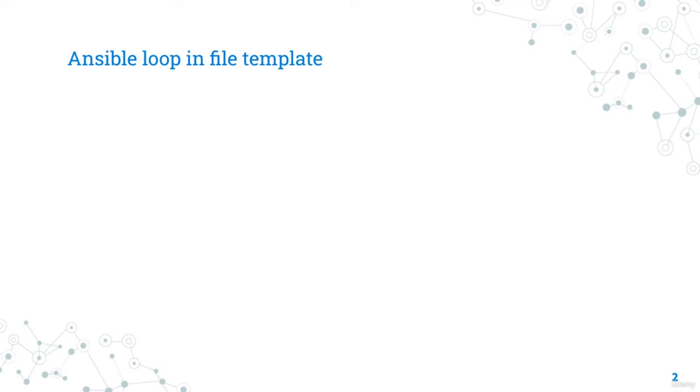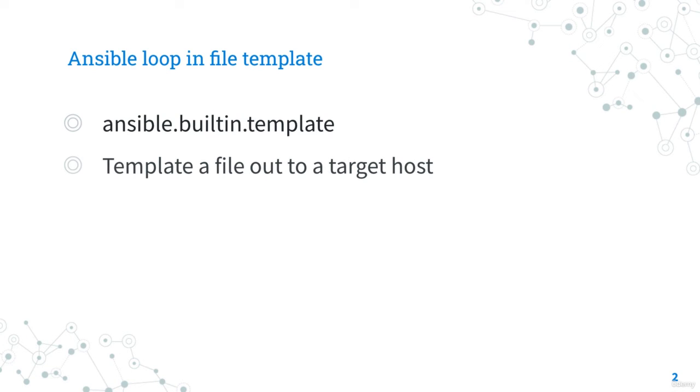Today we are talking about Ansible module template. The full name is ansible.builtin.template. It's part of Ansible core and is included in all Ansible installation. It templates a file out to a target host. Templates are processed by Jinja 2 templating language.